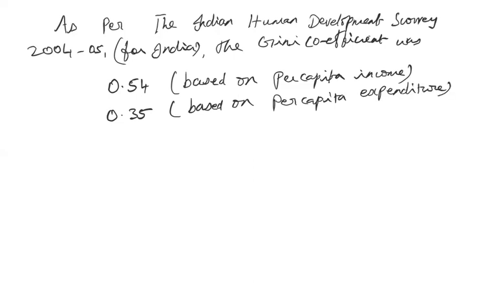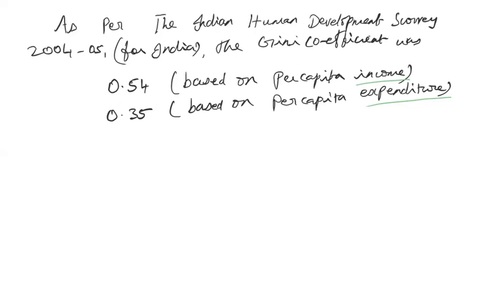Okay, so now you can see that the value is lesser when it is calculated on expenditure compared to the value calculated based on income. When you look at 0.35, it is less than half, isn't it? We will tend to say that there is not that much income inequality in the country. But when you look at 0.54, it is more than half, closer to 1. So income inequalities exist in the country.